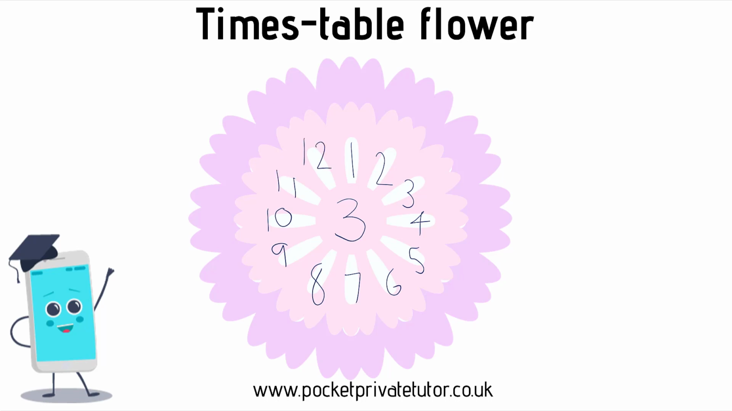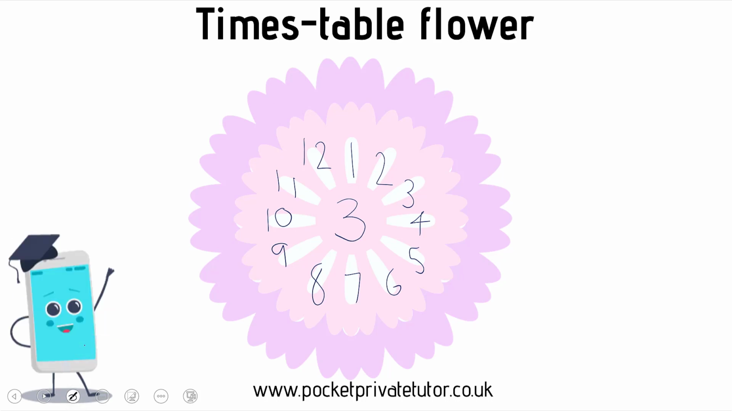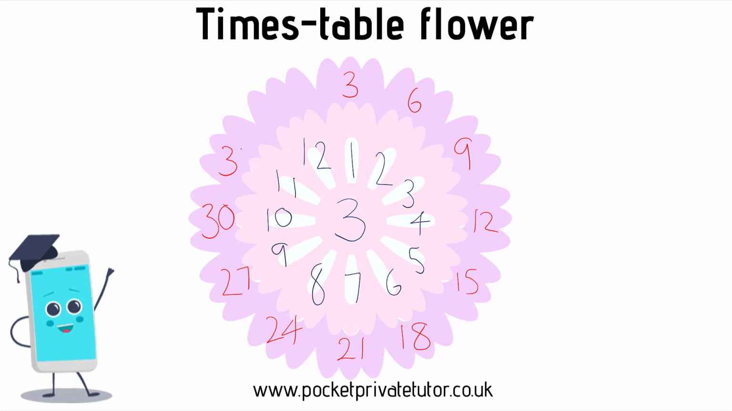And on the outside, I would write down my answers. I'm going to choose a bright colour. So 3 times 1 is 3, 6, 9, 12, 15, 18, 21, 24, 27, 30, 33, 36. So you can make some times table flowers, and you might want to just draw your own.